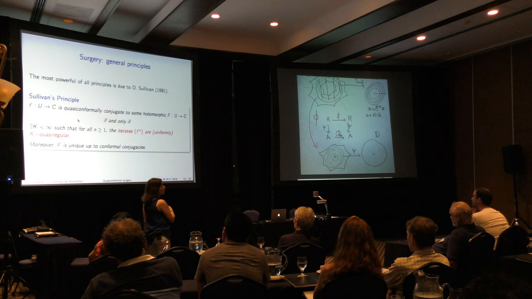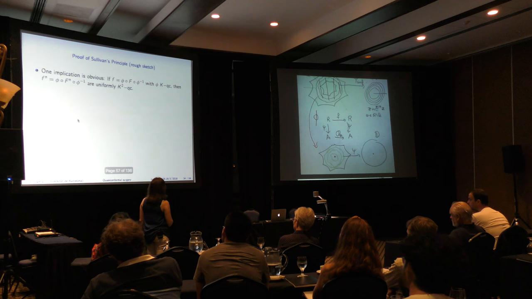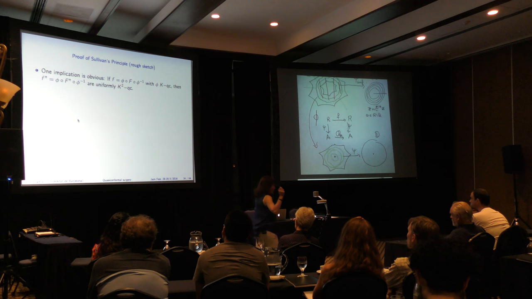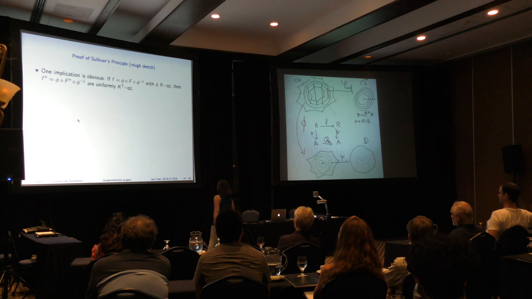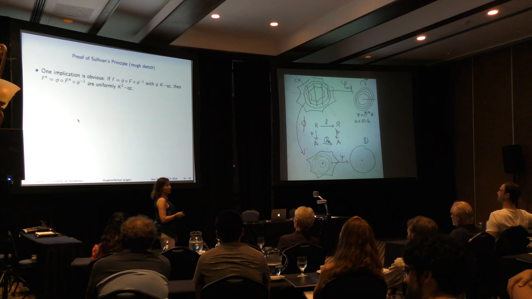And I'm going to give you an incredibly fast and rough sketch of the proof of this. Okay? Here there is no geometry, well, yes, there is a lot of geometry. But this is much more general, and the invariant complex structure that we are going to build is more abstract. So one implication is very obvious. This one I will do precisely because it's just one line.